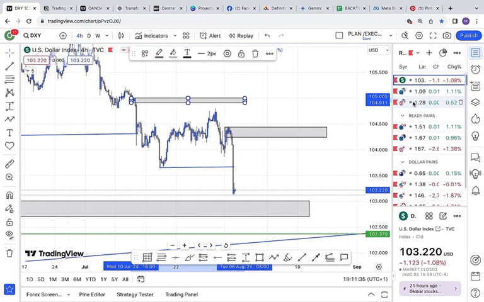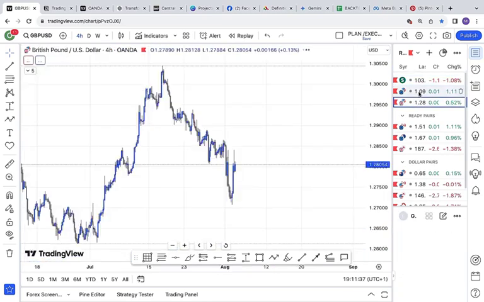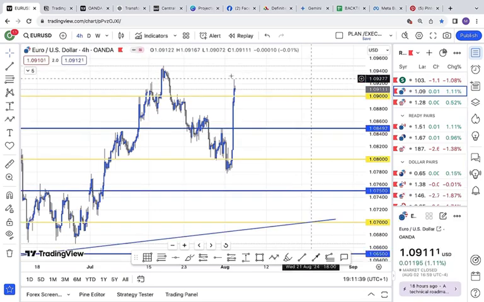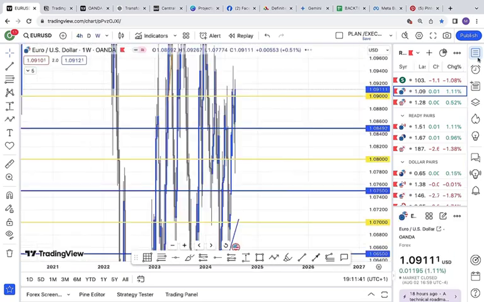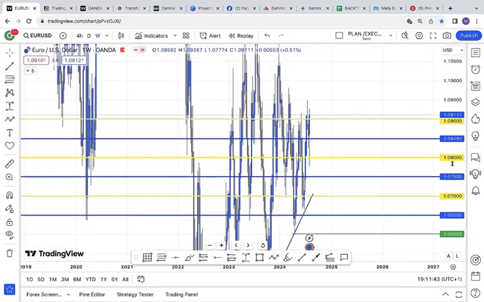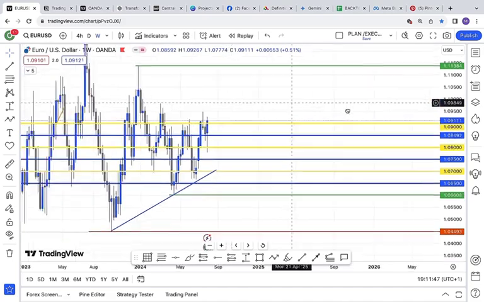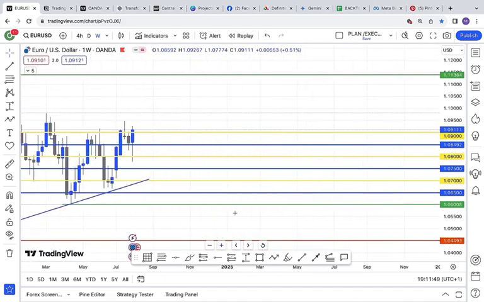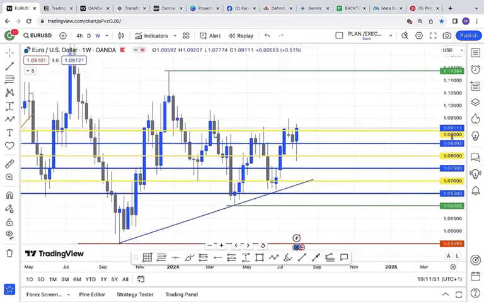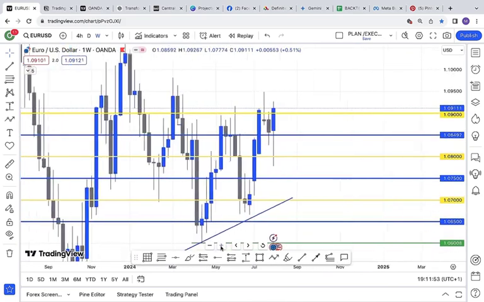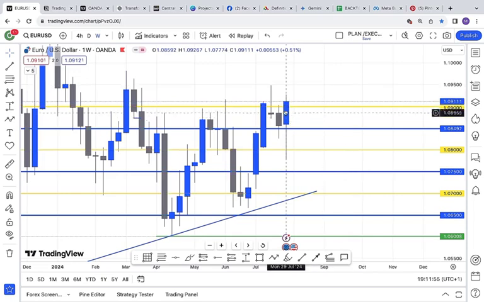Let us move into our next pair, which is Euro USD. Euro USD from the weekly time frame. What are we looking at from the weekly time frame? If you look at the weekly time frame, within the week, price started selling. Look closely, price started selling. All of a sudden on Friday, price did what?